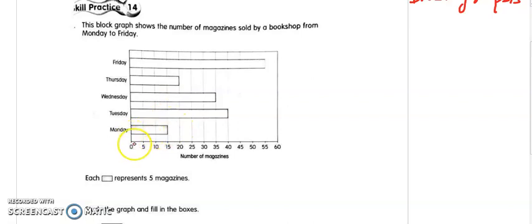If we look at this block graph, each box is showing 5 numbers, starting from 0, then 5, 10, 15, 20. So we can say the scale for this one is 1:5, because one box in this graph is showing 5 numbers. So each box is representing 5 magazines. It means if we take 2 boxes, it will represent 10, 3 boxes, 15, and so on. That scale will determine the numbers.